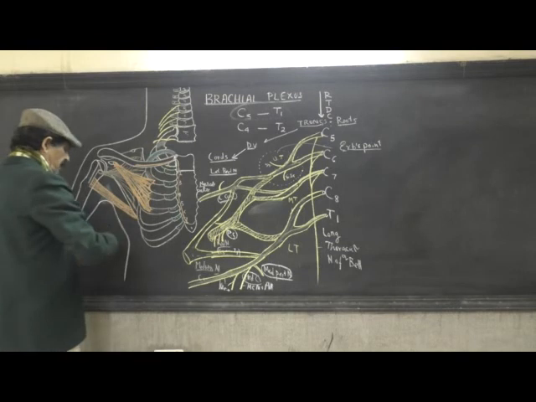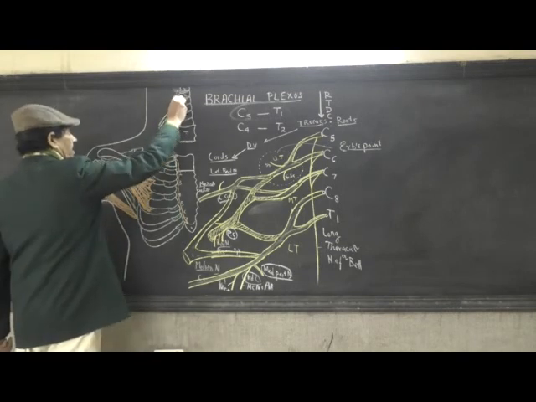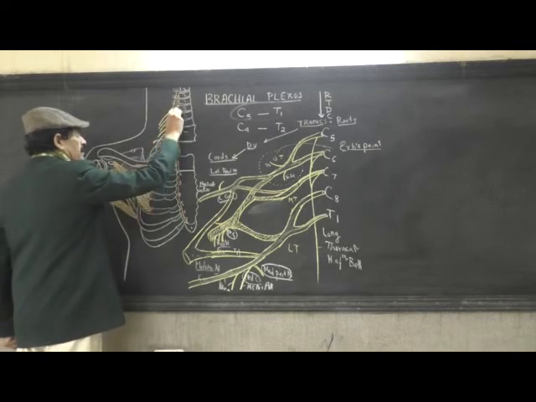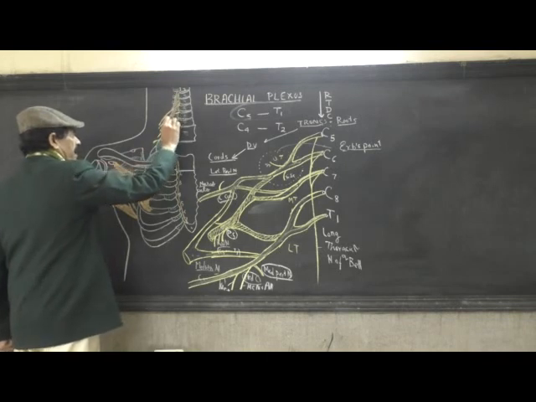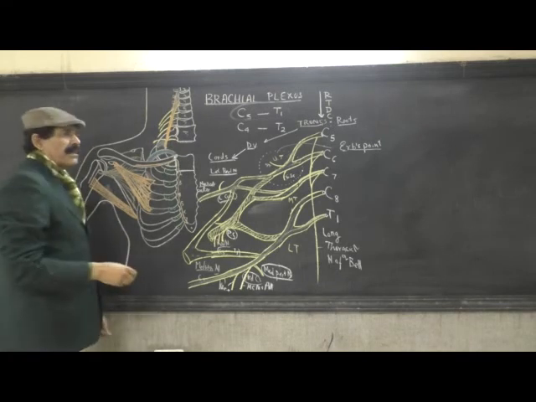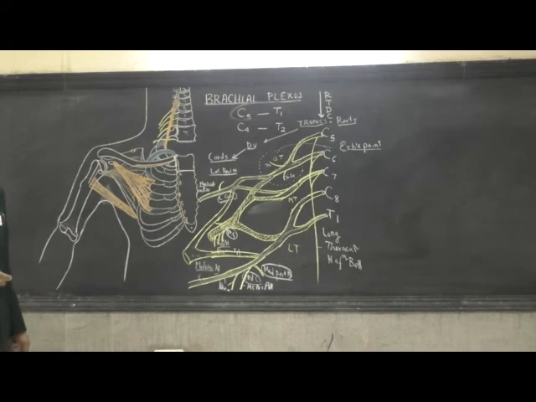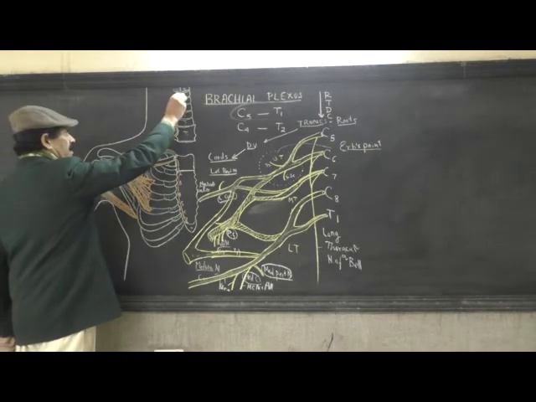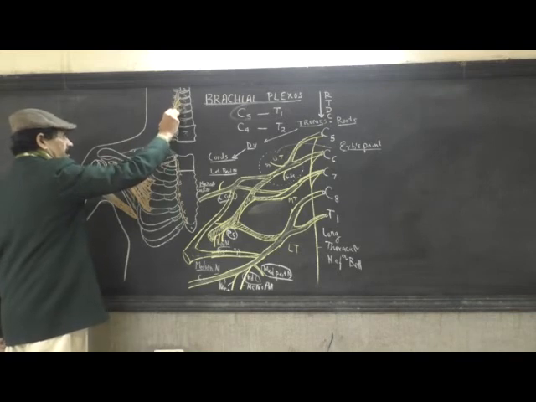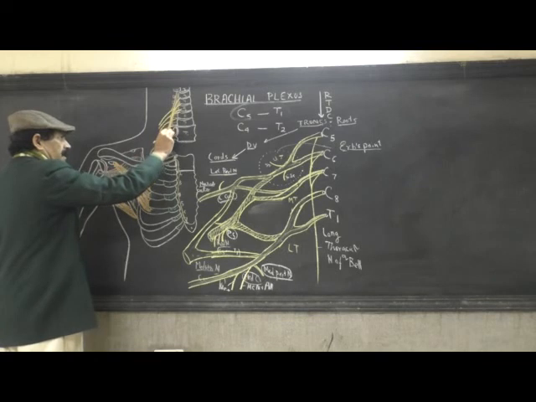This scalene tubercle receives the insertion of a muscle called scalenus anterior. And this muscle is always accompanied by a very important nerve, the nerve of the diaphragm, the phrenic nerve. What is the root value of the phrenic nerve? C3, C4 and C5. So the phrenic nerve also descends with the scalenus anterior muscle.